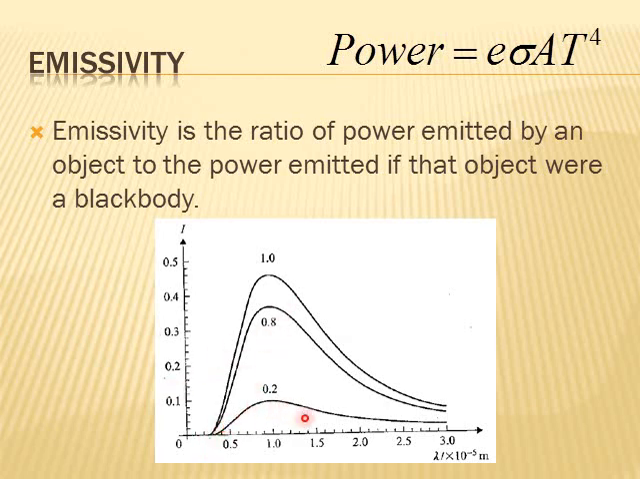Or if the emissivity is only 20% or 0.2, then right, it shrinks even more and it's the same shape. The peak doesn't shift over or anything. It's the same exact shape, just smaller.